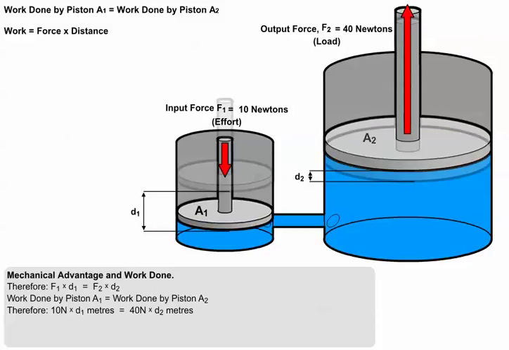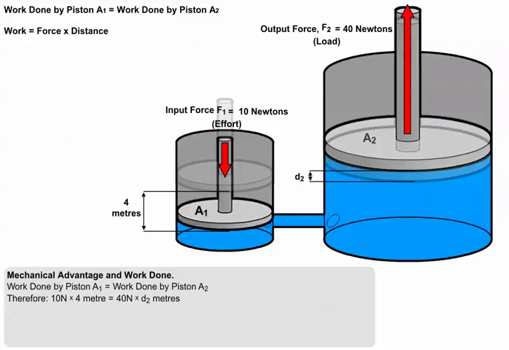You can probably work out intuitively then that if piston A2 pushes upwards with a greater force than that applied to piston A1, the distance moved by piston A2 must be smaller than the distance moved by piston A1, because the work done by both pistons has to be the same. In fact, if we do the maths, we will find that in order for the work done by both pistons to be equal, the distance over which piston A2 rises must be a quarter of the distance that piston A1 is pushed down. Let's work out an example.